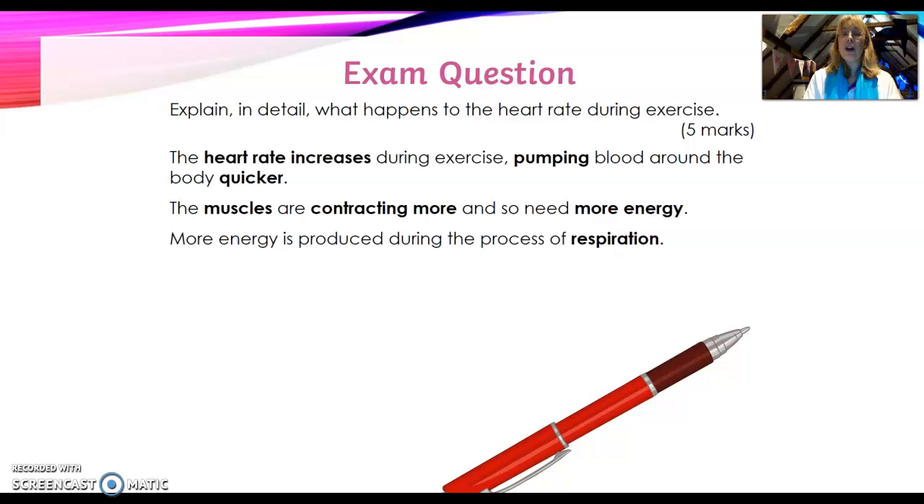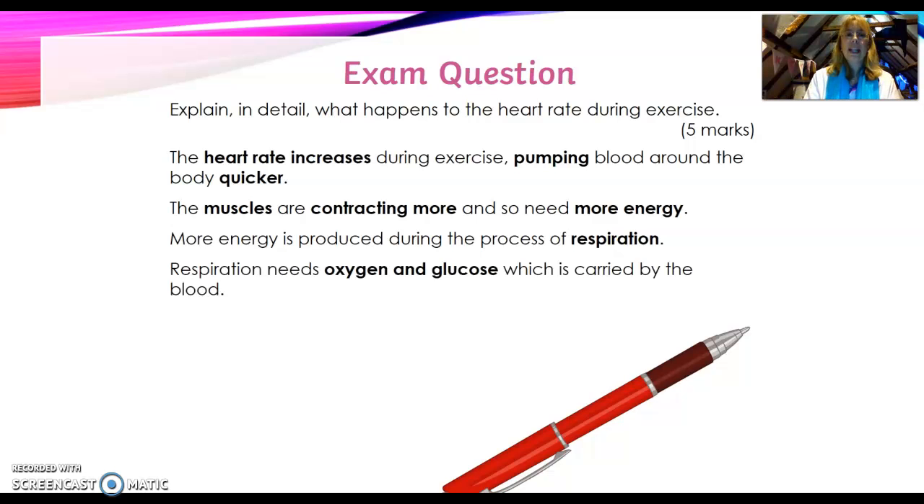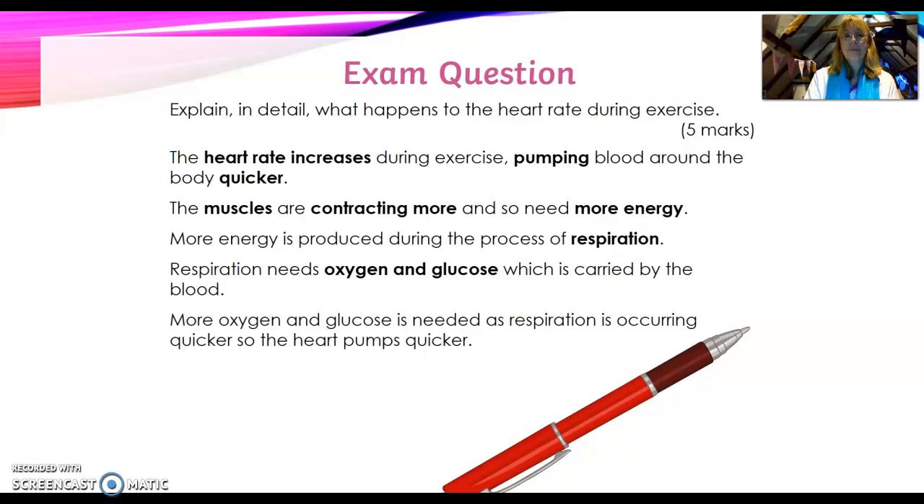Okay, this is a real bugbear of examiners. Remember, energy is never created or destroyed, it's just released from that energy that was trapped inside those glucose molecules. So more energy is released during the process of respiration. And what does respiration need? It needs oxygen and it needs glucose. Glucose is the fuel, and that fuel is carried by the blood. And therefore, more oxygen and glucose is needed as respiration is occurring quicker, so the heart pumps quicker. Write this down as a model answer before we move on.